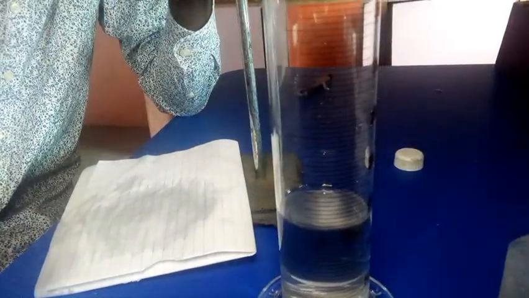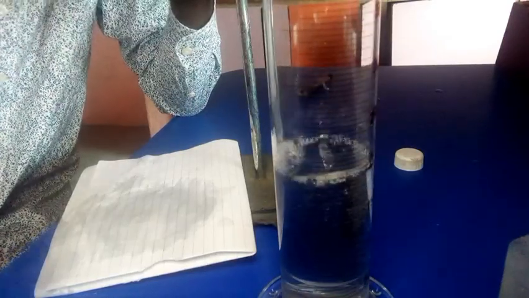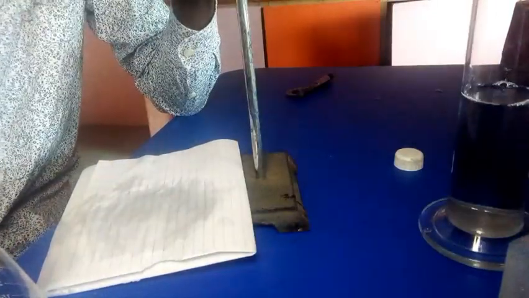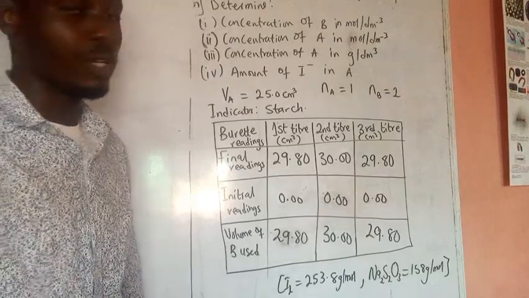As you can see, it is not a colored solution. So it is colorless, as you can see. So it shows that the titration has completed. Okay, after the experiment, this is what we got in our table.